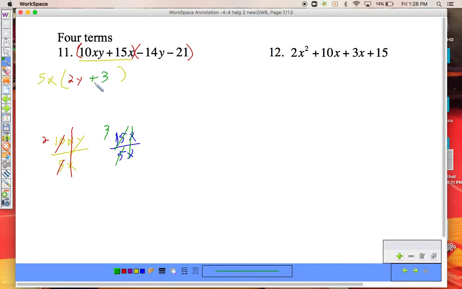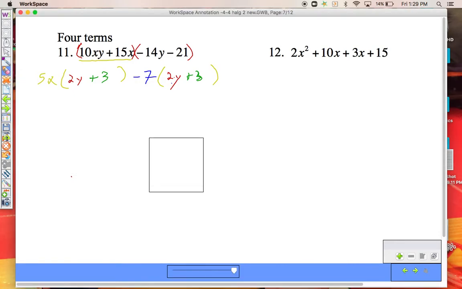I'm going to do the same idea in the back, and my goal is to end up with another 2y plus 3 in the back. That's what we have to have happen. For that to happen, looking at these numbers, to start with a negative 14y and end up with a 2y, I'm going to take out a negative 7. Because negative 14y divided by negative 7 is a positive 2y. And the same idea, negative 21 divided by negative 7 is a positive 3. That's going to get rid of this.